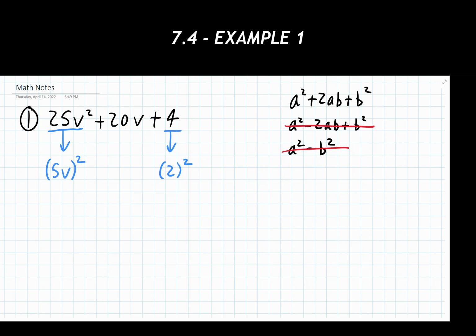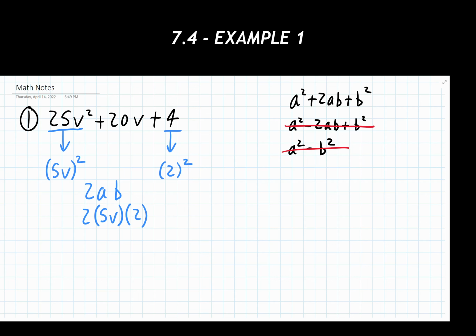Okay, so great. Now we have just theoretically found what our a value is and potentially what our b value is. Now we need to check to see if this middle term here is the exact same as saying a positive 2 times my a value times my b value. So let's check that. So if I were to do 2ab, it's the same as saying 2 times 5v times 2.